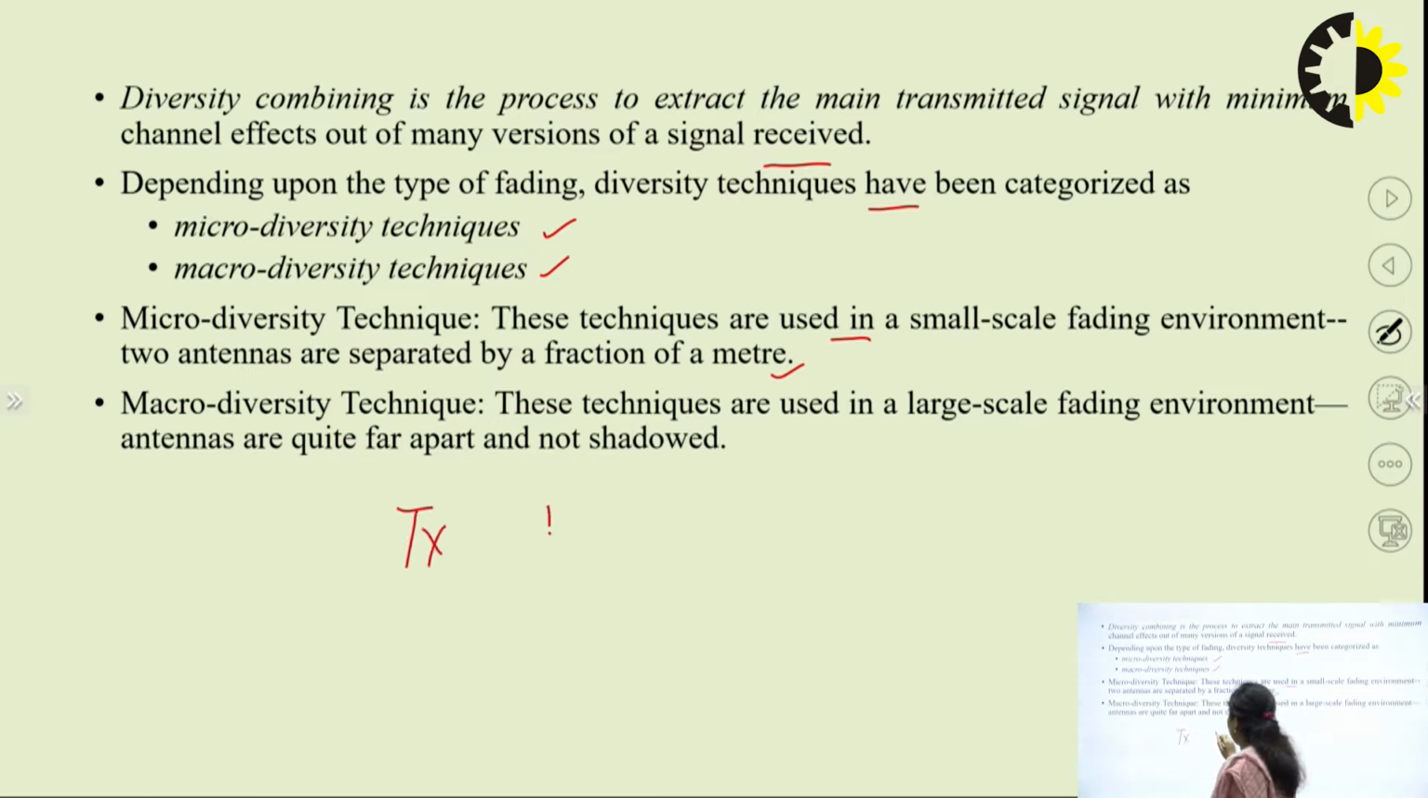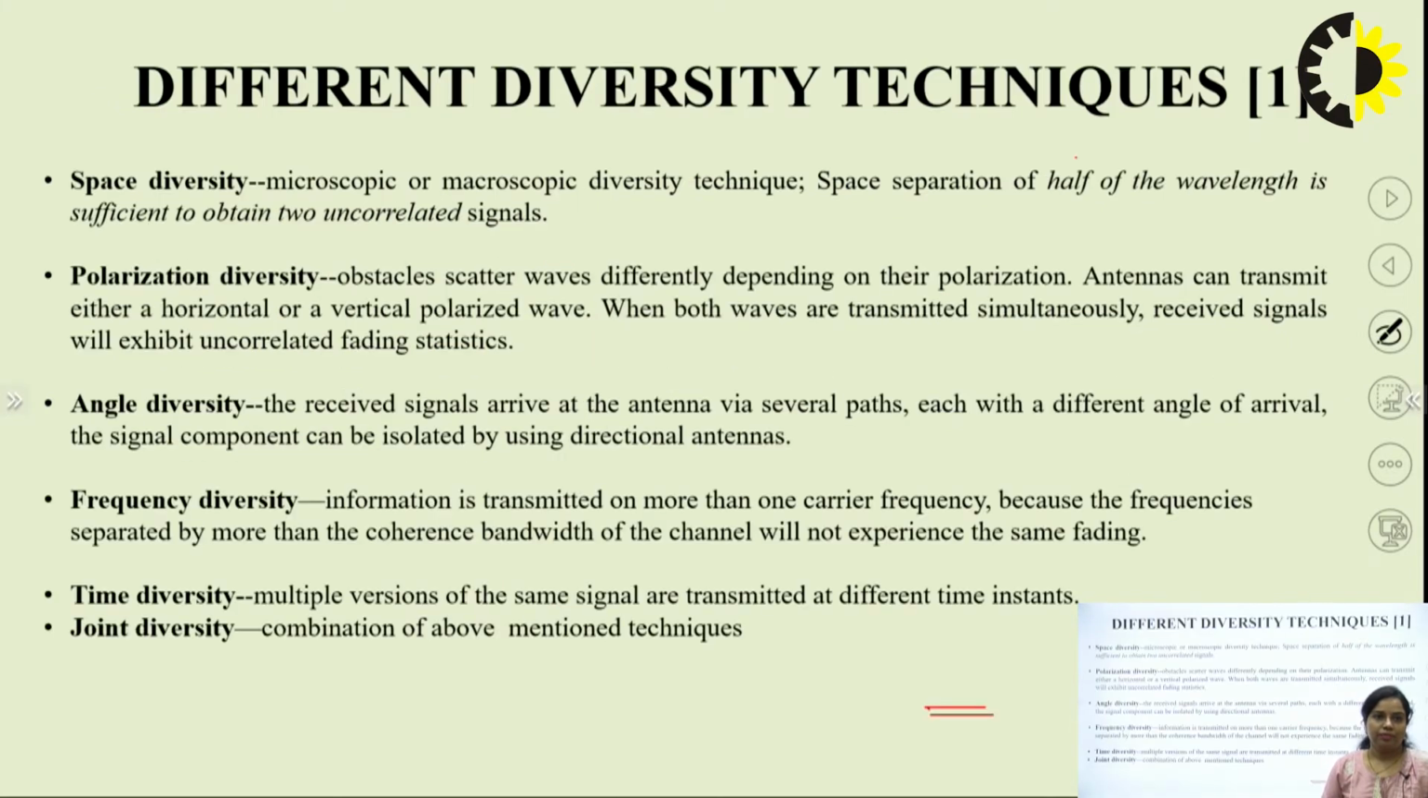So, this is the transmitter, this is the receiver antenna I am considering. Whatever the distance is there, let us say I am considering it as d, d is the distance between the transmitter and receiver. Then in case of small scale fading, this micro diversity technique is used, whereas in case of large scale fading, when the distance is quite large, this macro diversity technique will be used. So, these are the 2 different types of techniques that are possible.